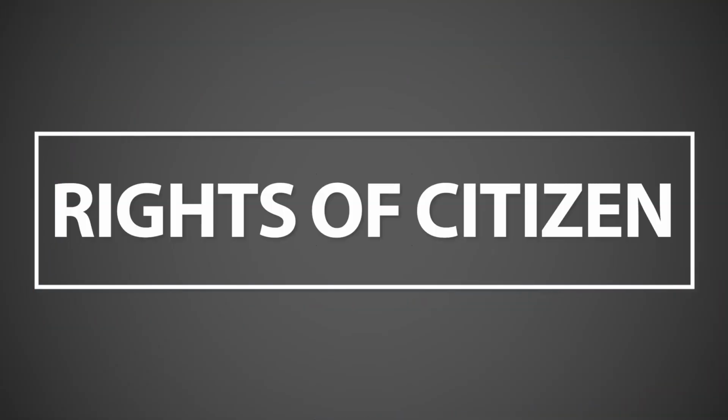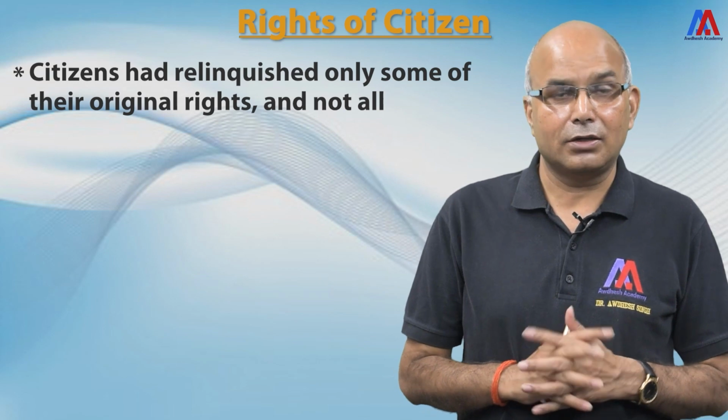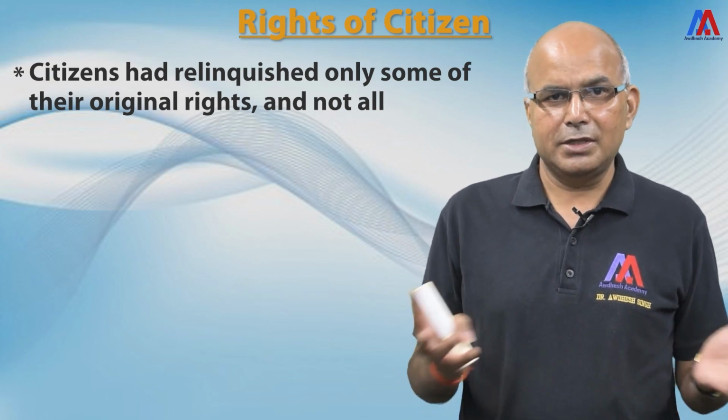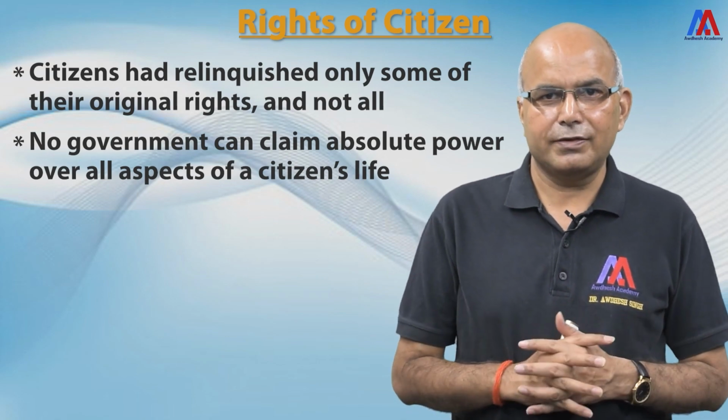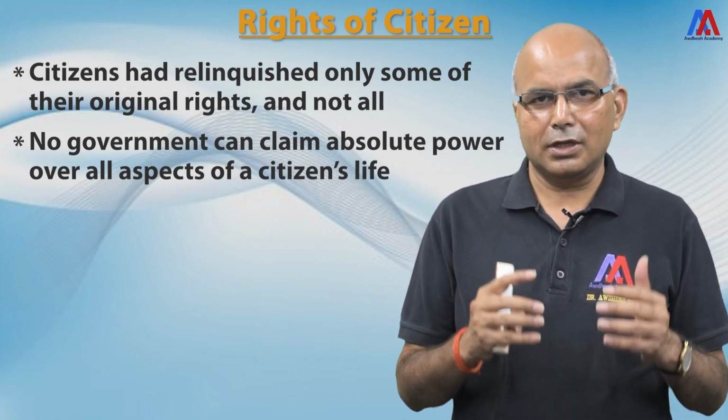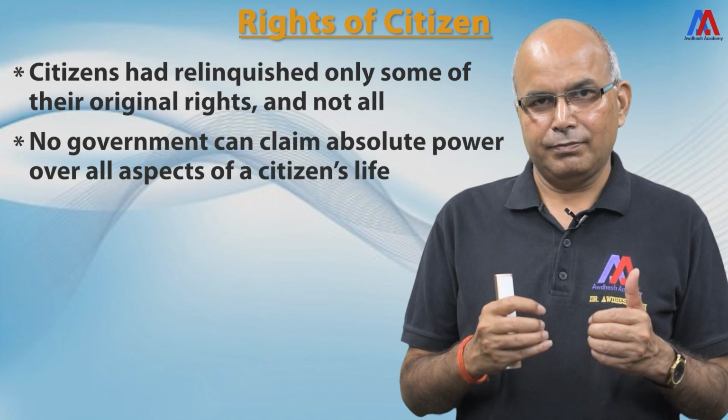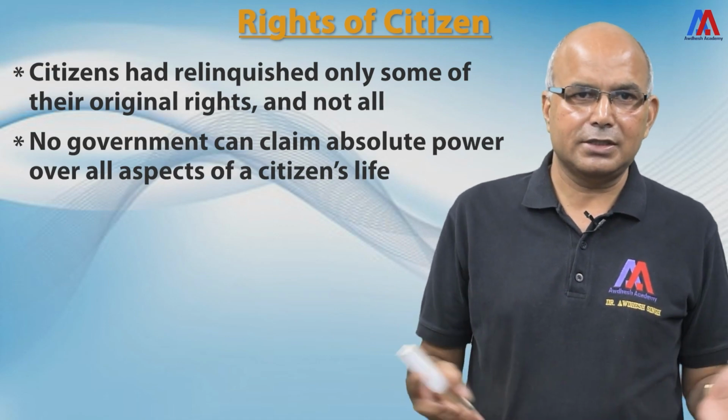So now let's talk about what are the rights of citizens which the government is required to protect. Citizens have relinquished only some of their original rights and not all rights. It means that no government can claim absolute power over all aspects of a citizen's life. So the control of the government has to be minimum. You can't control all aspects of the citizen's life.